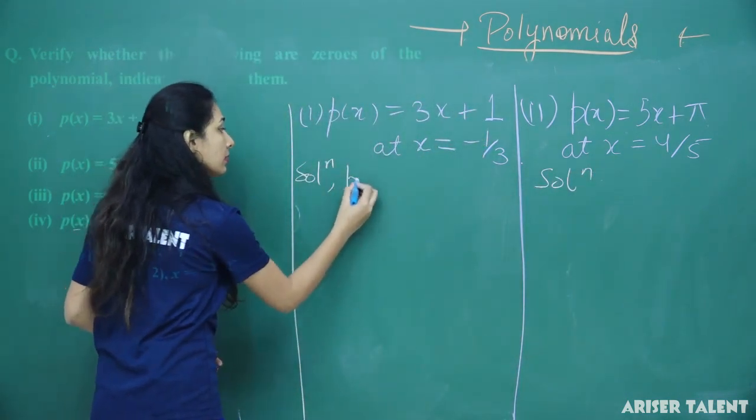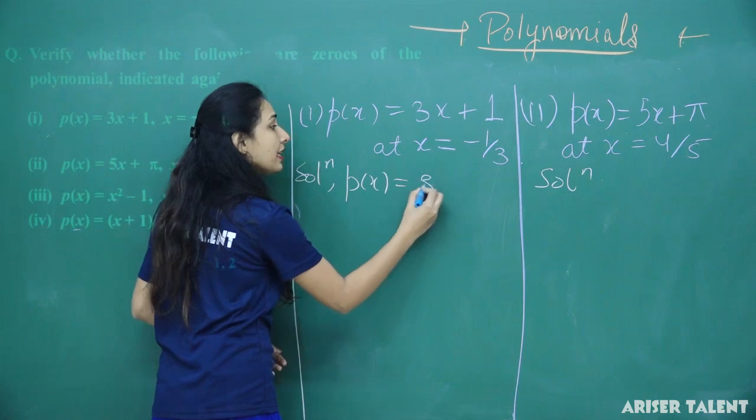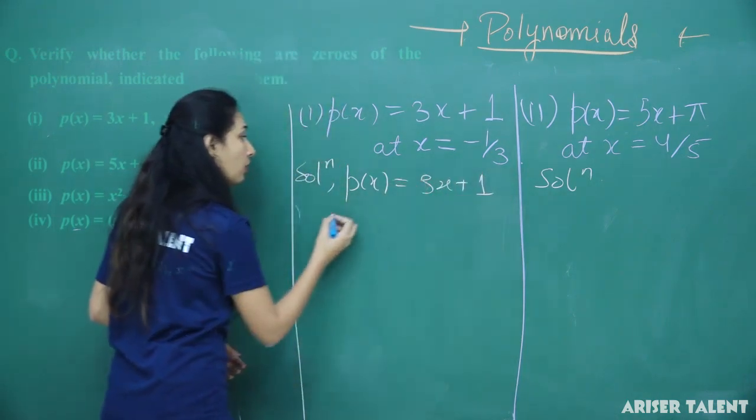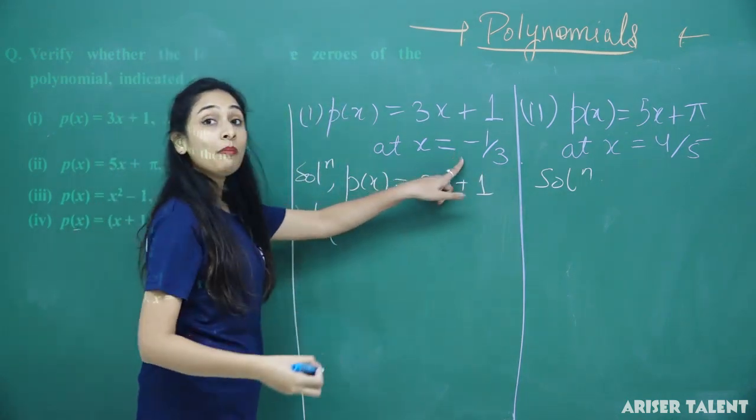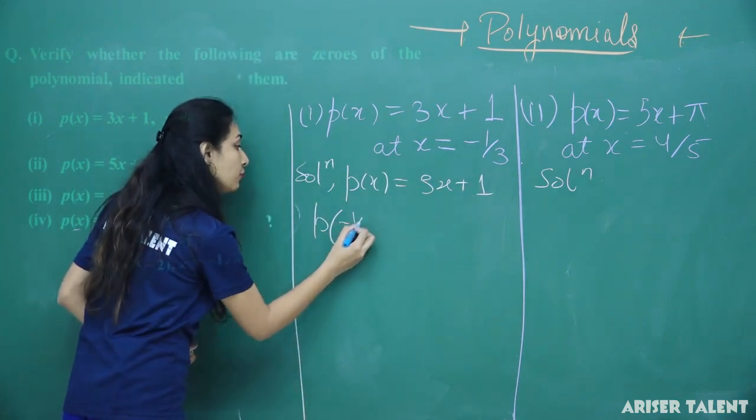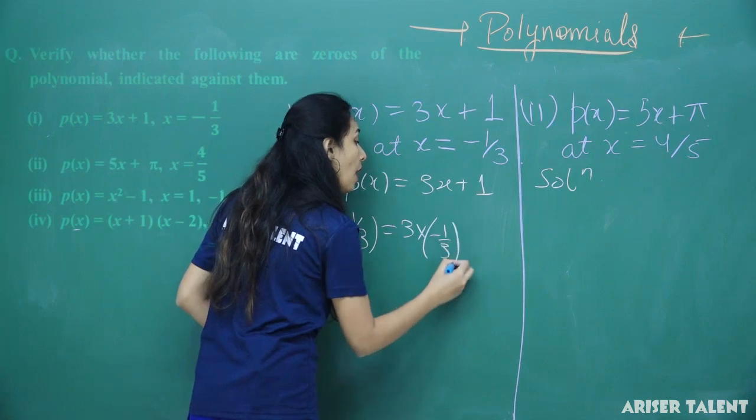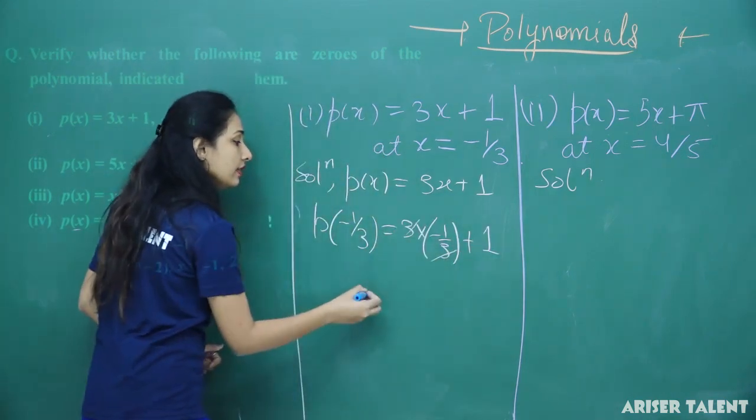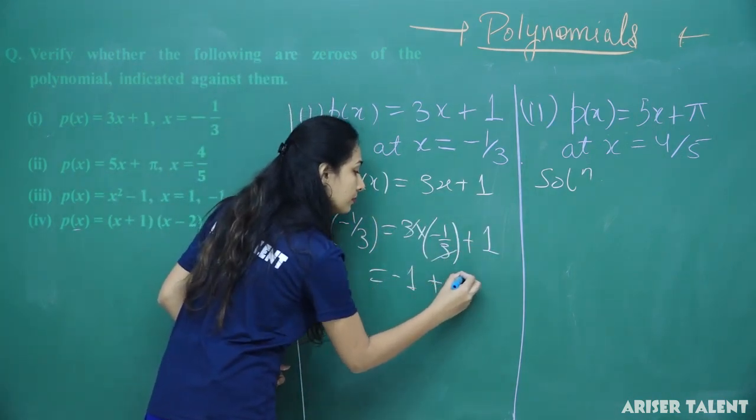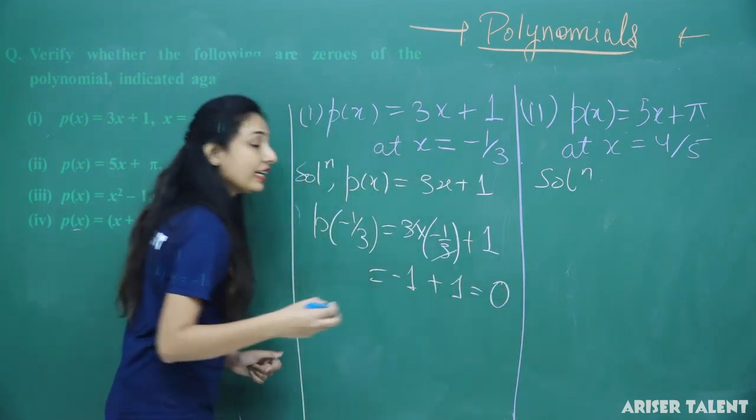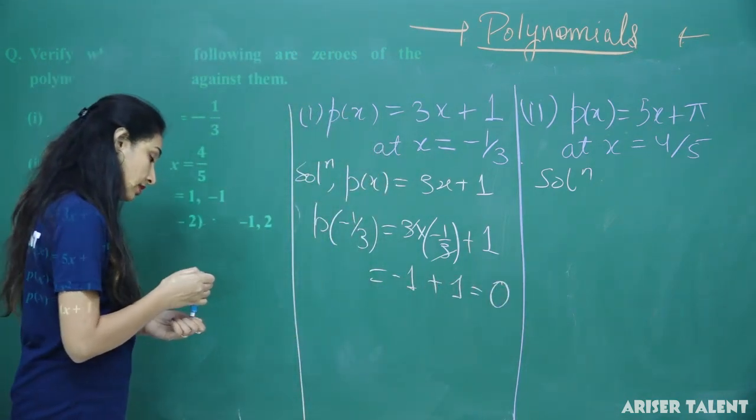Given p(x) equals 3x plus 1. Now, p(-1/3) equals 3 multiplied by -1/3 plus 1. Now cut this and this, so that will be giving what? 0. We are getting 0 here, that means yes.